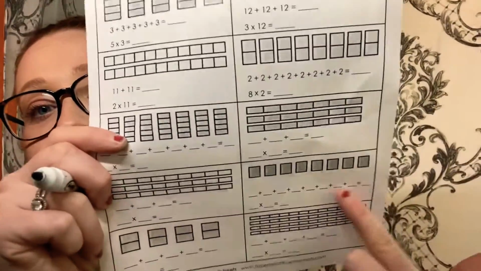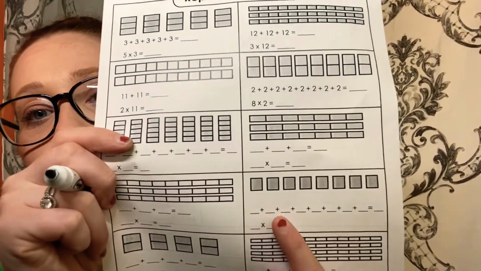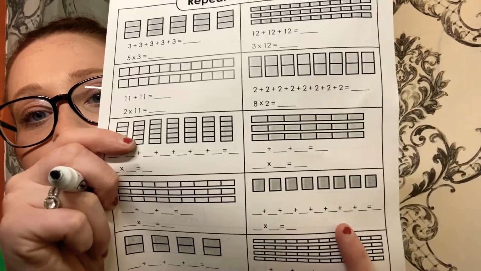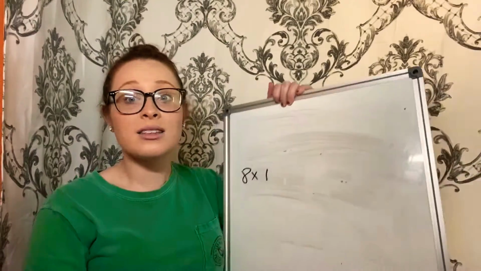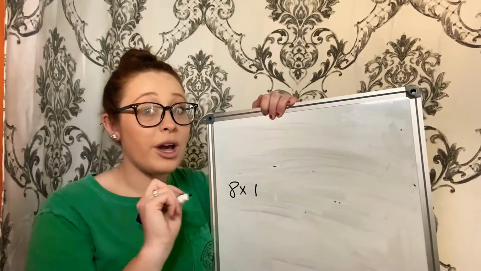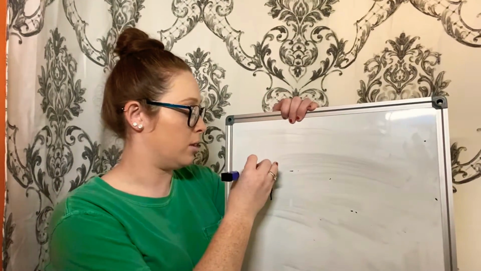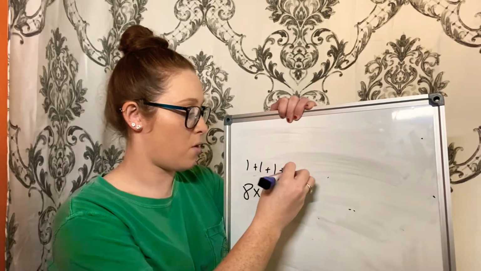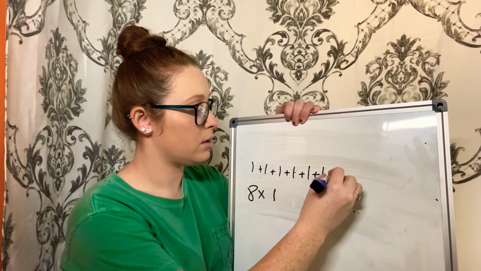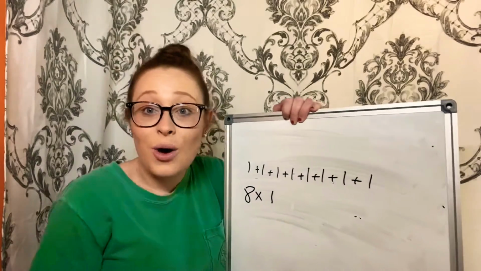So now let's count how many spaces we have right down here. We have 1, 2, 3, 4, 5, 6, 7, 8. If we have 8 boxes, how many is in each box? 1. There's only one in each box. So that means we would put 1 on that line. So 1 plus 1, 3, 4, 5, 6, 7, 8. So there it is right there.